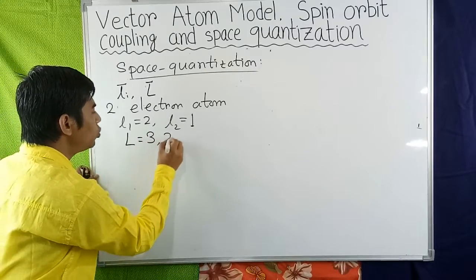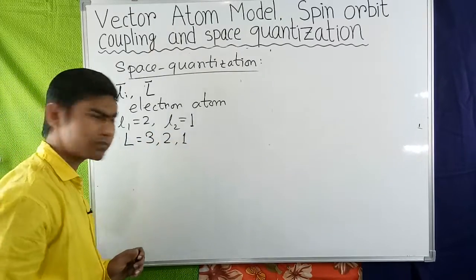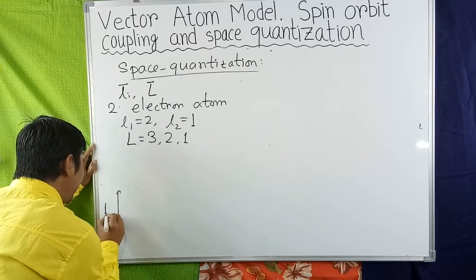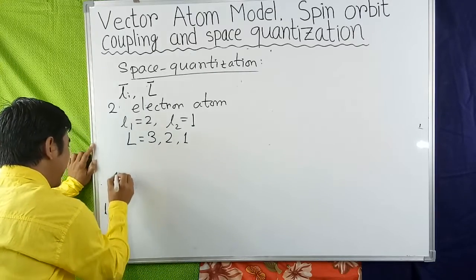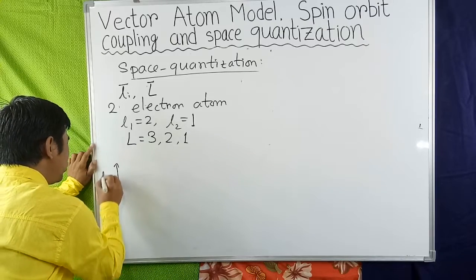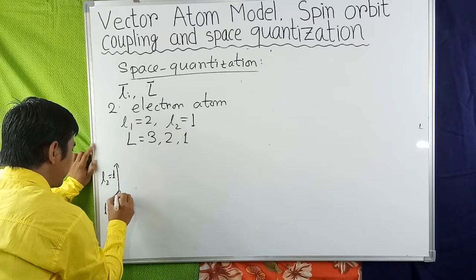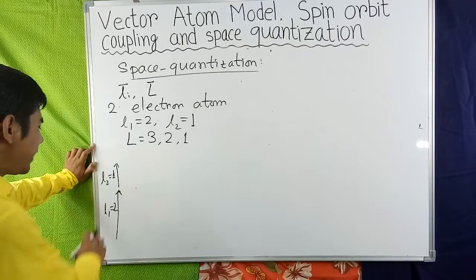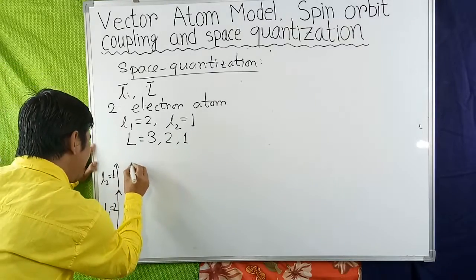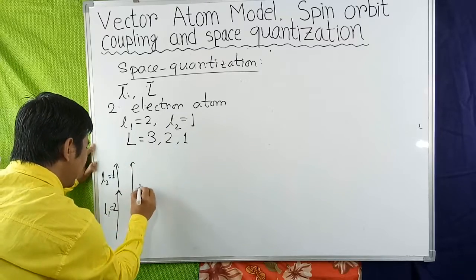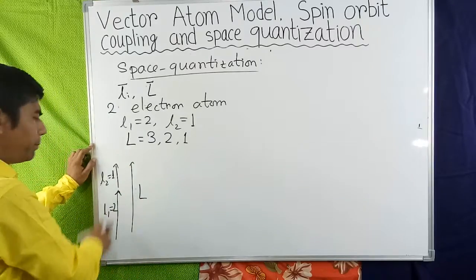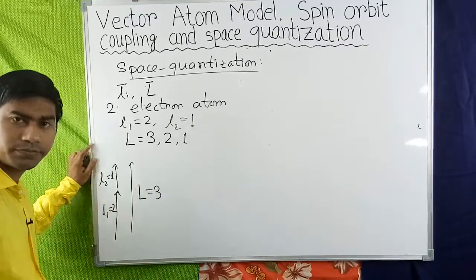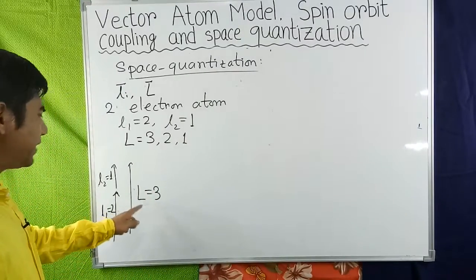One value is 3, 2 and 1. Suppose this is L1 equals to 2 and this is L2 equals to 1. So the addition of L1 and L2 is capital L. So this is L. Since both are parallel, L is 2 plus 1 equals to 3. So one value of L is 3.